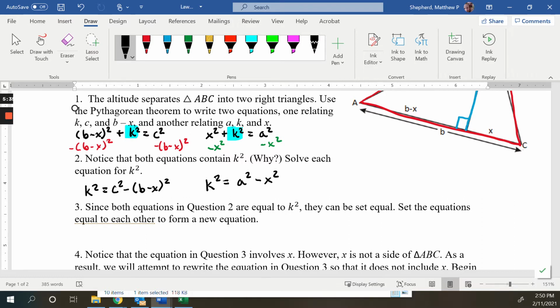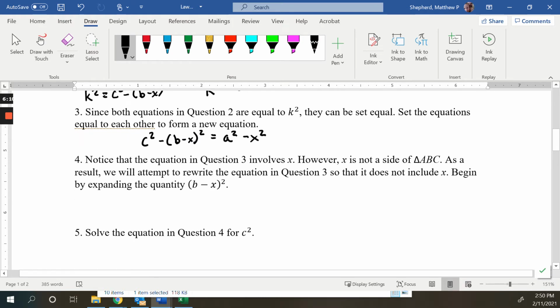Great. Now, we've got those. Since both of these are equal to k, that means they can be equal to each other. If a is equal to b and b is equal to c, a has to be equal to c. So since they're both equal to k squared, they are also both equal to each other. So that's what I'm going to set up right now. So we got our c squared minus b minus x squared should be equal to the a squared minus x squared.